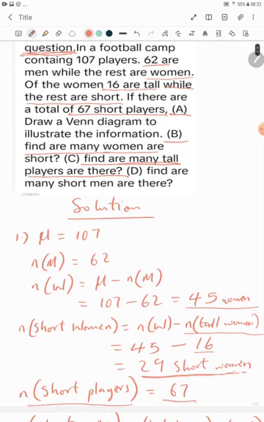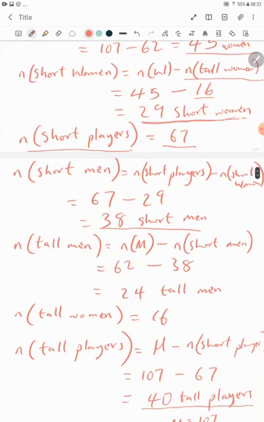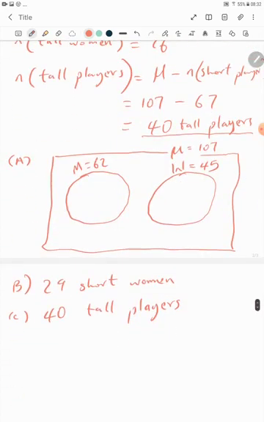D: find how many short men there are. So this is men. How many short men do we have? Let's check. We have done that also. We did the analysis here: 38 short men. So we can say D, 38 short men.